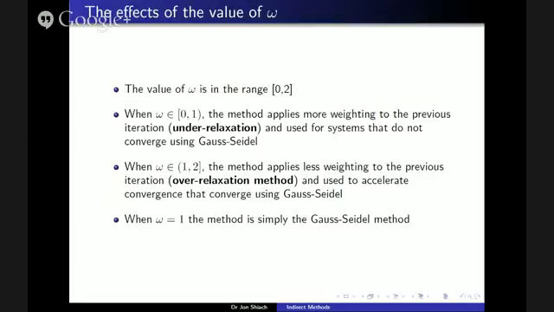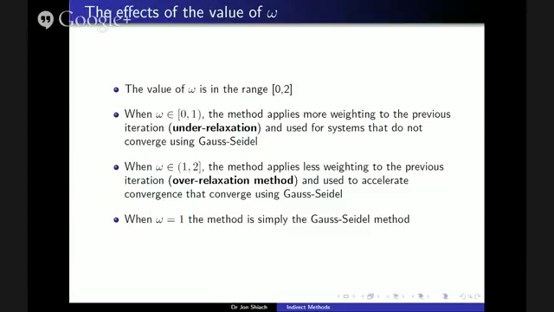If your value of omega is greater than 1, the method applies less weight to the older values, but more weighting to the Gauss-Seidel values. This is called over-relaxation. You want to use under-relaxation when the Gauss-Seidel method overshoots. If the Gauss-Seidel method overshoots your solution and keeps oscillating about the solution, you want to under-relax your method. If it doesn't overshoot and you want to give it a bit of a helping hand, a bit of a bump, we use over-relaxation. So that value of omega is like tuning; it's going to be different for whatever system you're solving. When omega is equal to 1, the method is simply the Gauss-Seidel method.